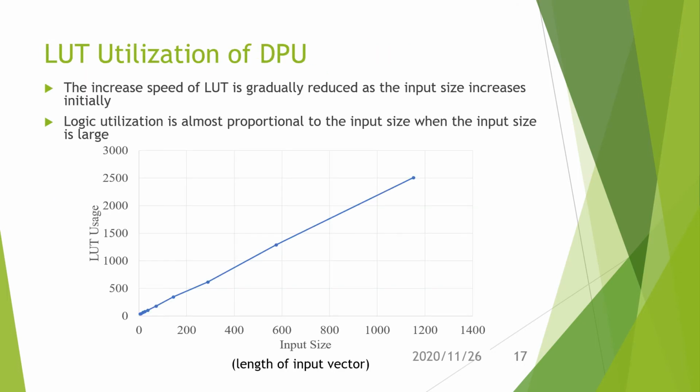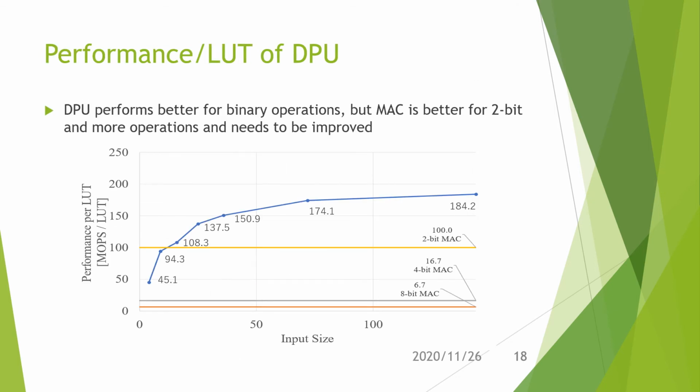This graph shows the lookup table utilization of the DPU for each input size of the DPU. The input size indicates the length of the binary vector. The increase in lookup tables is gradually reduced as the input size increases initially. Logic utilization is almost proportional to the input size when the input size is large. As the input size increases, the performance per lookup table of the DPU is improved, but the implementation speed is reduced.